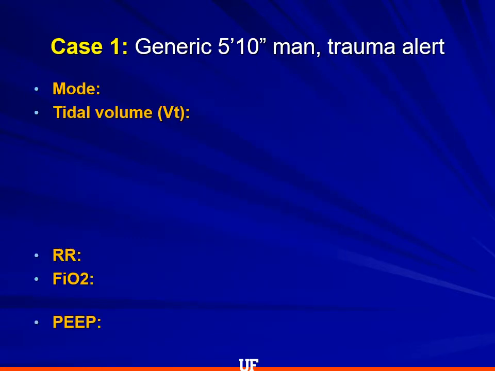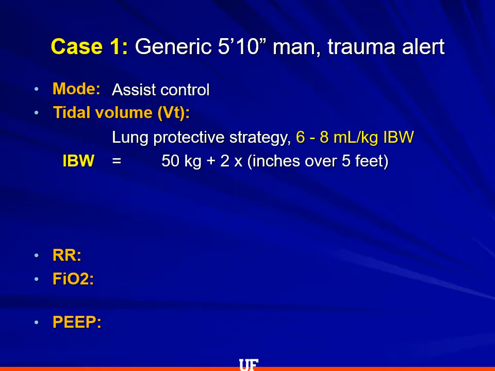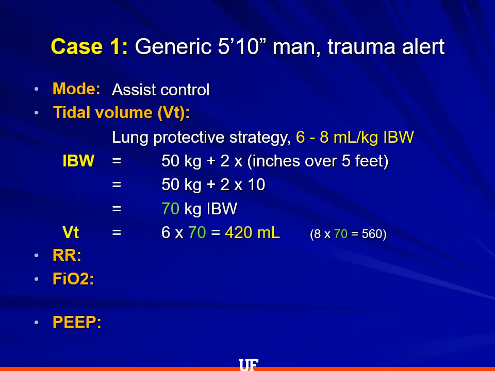Well, the mode, assist control. Tidal volume, if you remember, is 6 to 8 mLs per kilo of ideal body weight, which is calculated at, you get 50 kilos for being 5 feet tall, and you get 2 extra kilos for every inch over 5 feet. Since he's 5'10", that's 50 kilos plus 2 times 10, which gets him 70 kilos. You multiply that by 6 to 8, and your tidal volume is somewhere between 420 and 560 mLs.